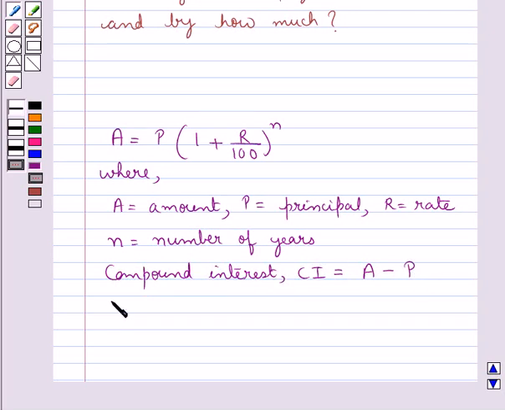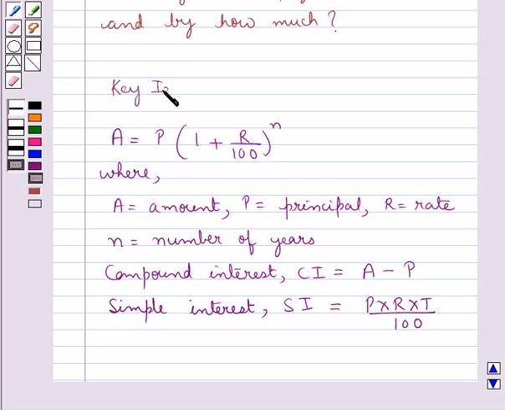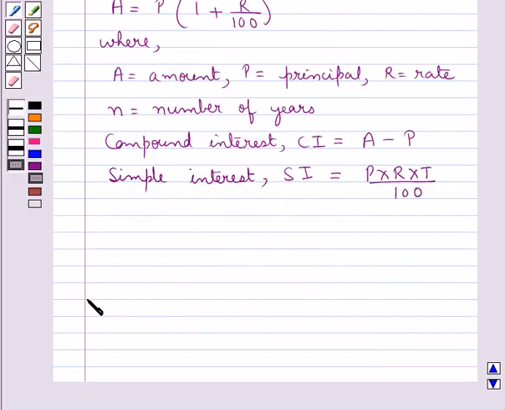And also, the simple interest SI is equal to P multiplied by R multiplied by T upon 100, where P is the principal, R is the rate and T is the time. Now this is the key idea for this question. Now let's move on to the solution.